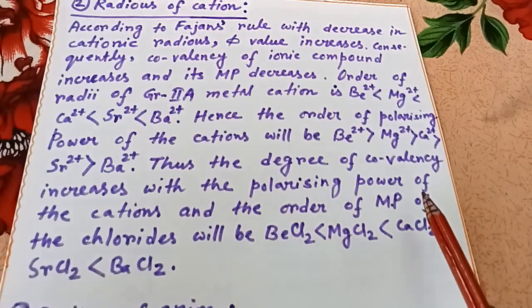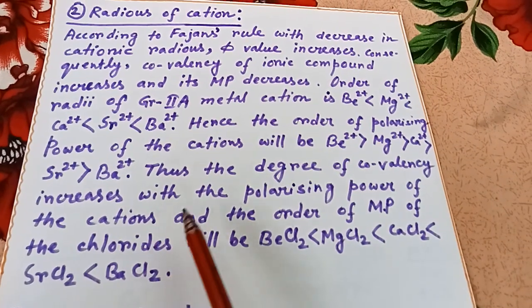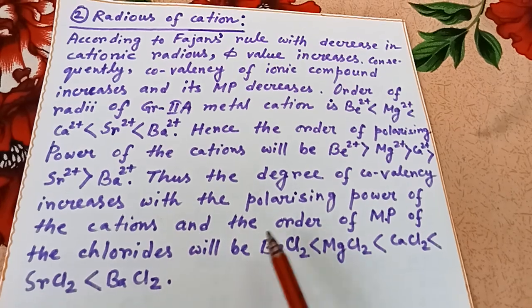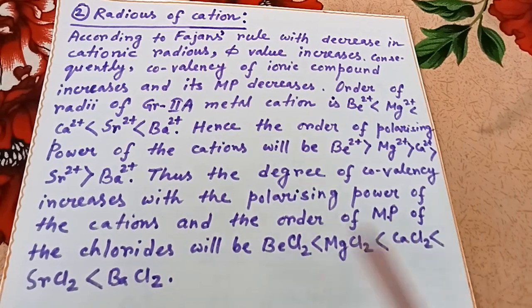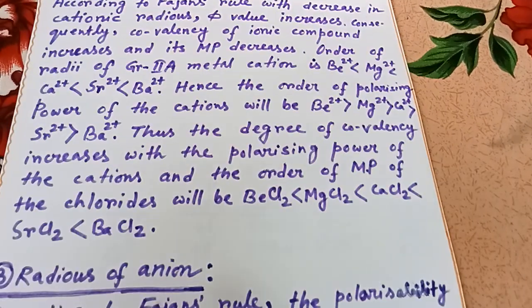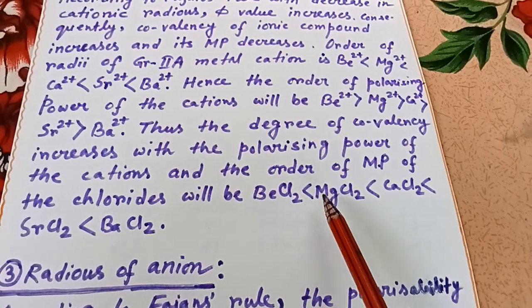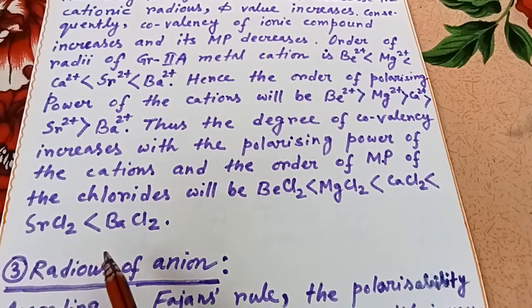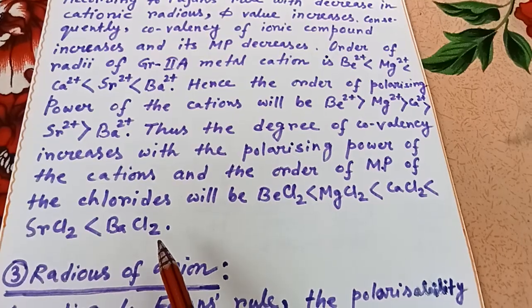Thus, the degree of covalency increases with the polarizing power of the cation and the order of melting point of the chlorides will be beryllium chloride less than magnesium chloride less than calcium chloride less than strontium chloride less than barium chloride.